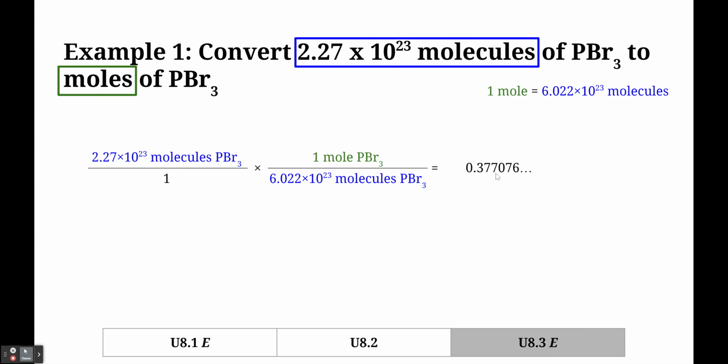But when we do this, we have to remember our sig figs. So we look at our values. We have 3 sig figs here. So when we round our answer, we go to 3 sig figs. So we find the third significant digit here, which is the 7. Check the next one. It's a 0. That means we don't round up. So we keep it at 0.377 moles of PBr3.